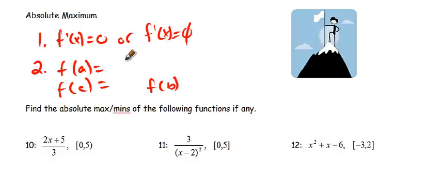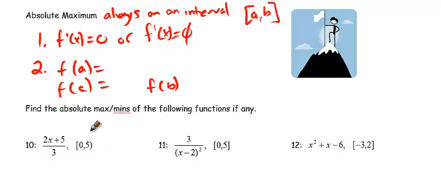Now when I talk about f of a and f of b, an absolute maximum is always on an interval. So when you look at these problems down here, I've got 0 to 5 in brackets. I've got negative 3 to 2 in brackets. The brackets and parentheses make a little bit of a difference, but it's always on an interval. And the interval that we're going to talk about is generally going to be from a to b with brackets. As you see, some of these might throw in parentheses to throw you off. So absolute maximum is always on an interval.